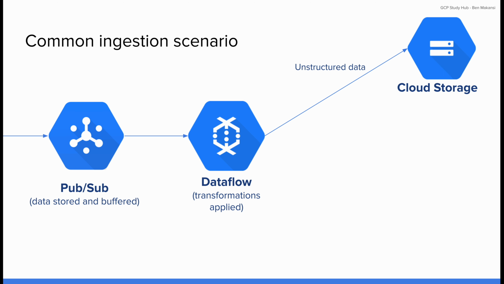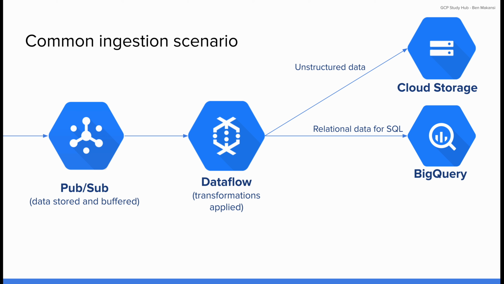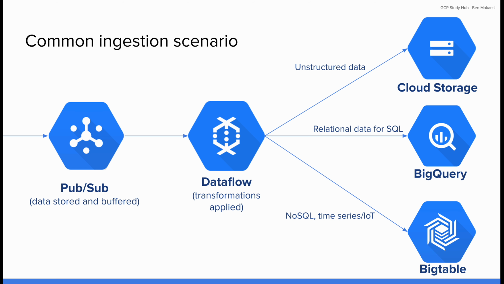For unstructured data, the data is stored in cloud storage, so it's good for files, logs, or media like images and videos. For relational data that requires SQL querying, the data would likely be sent to BigQuery, which is a fully managed data warehouse that excels in large-scale data analytics. For NoSQL, time series, or IoT data, the data would likely be stored in Bigtable, which is GCP's low latency, highly scalable NoSQL database, and it's good for real-time analytics and time series analysis.